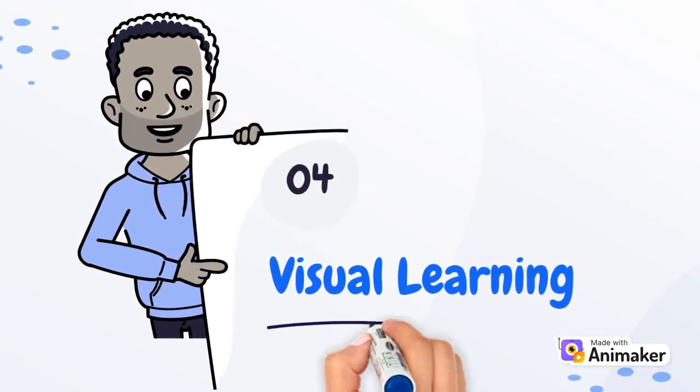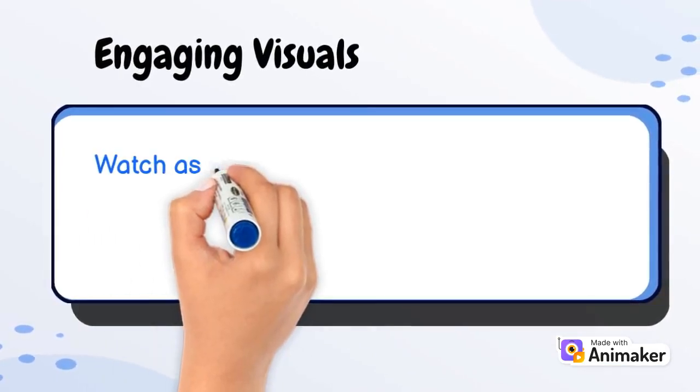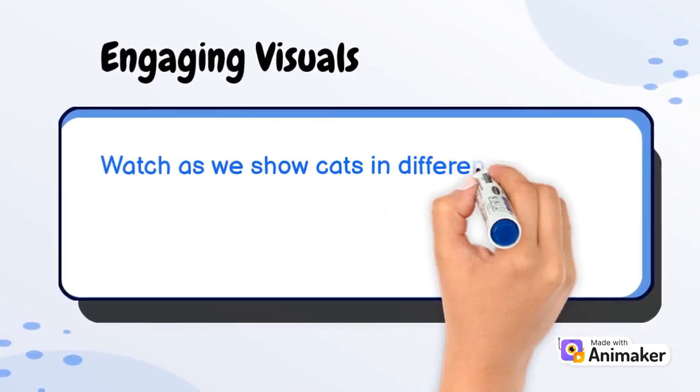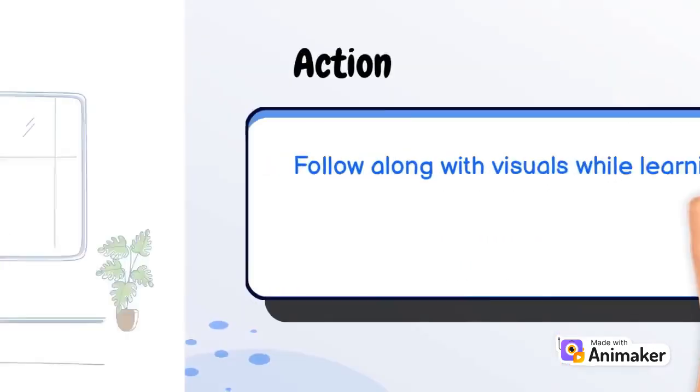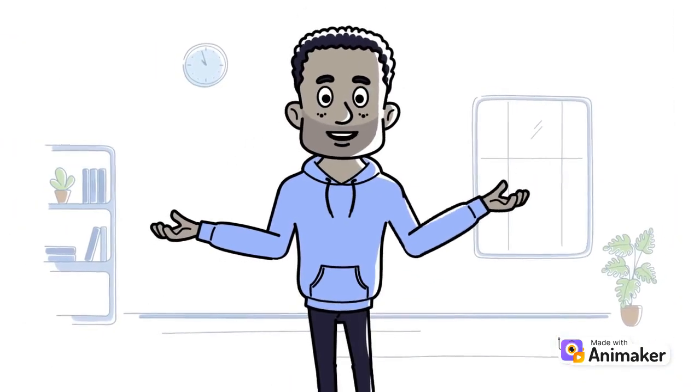Use images to make learning fun. Engaging visuals. Watch as we show cats in different locations. Action. Follow along with visuals while learning. Now let's check understanding with real-life examples.